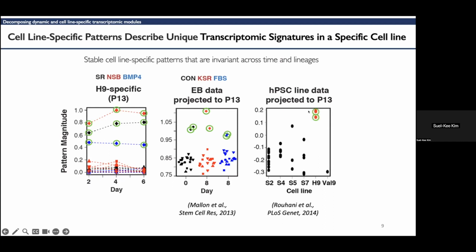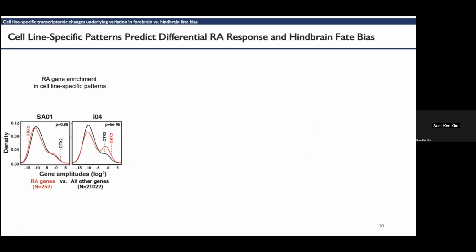Additionally, when RNA-seq data from another group was projected to this H9 specific pattern, their H9 sample showed the strongest signal. This suggests that individual lines have unique transcriptional traits, and we can successfully define this by GW CoGAPS analysis. Interestingly, we found that this cell line specific signature can be used to predict the differentiation potential of the line.